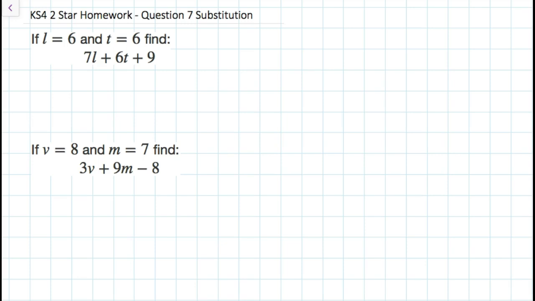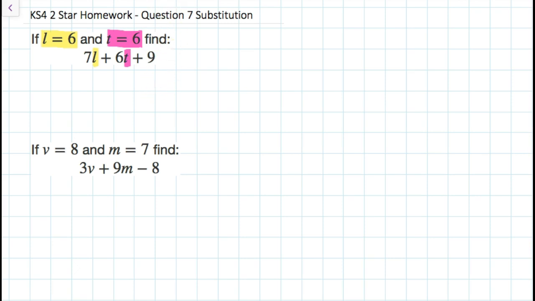In this question, we're going to be looking at substitution, specifically when we've got two different terms. We've got an L and a T in this question here. So we've got, if L is equal to 6, this L is equal to 6, so this L here, and if T is equal to 6, that T there, and we're adding 9 onto it.